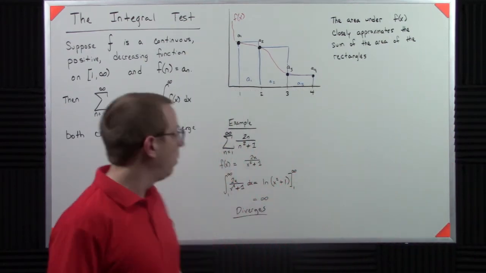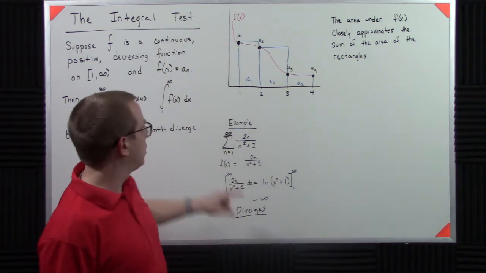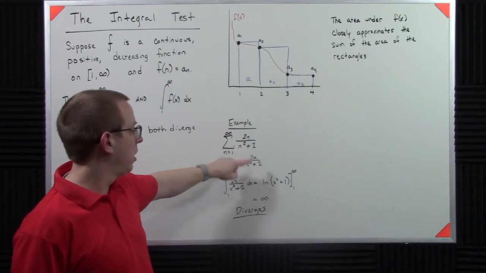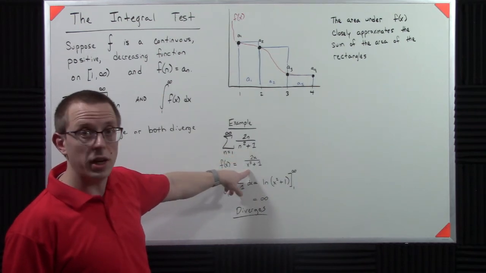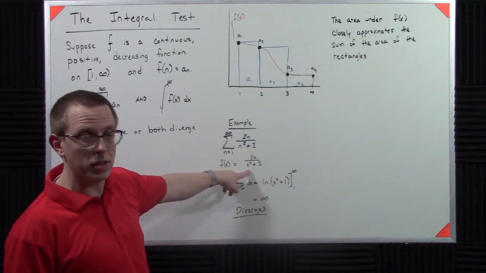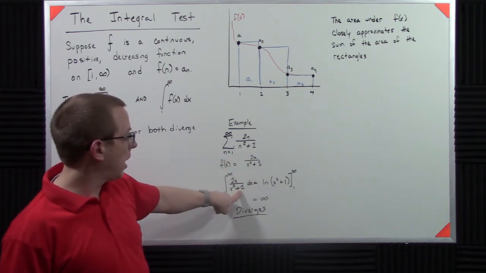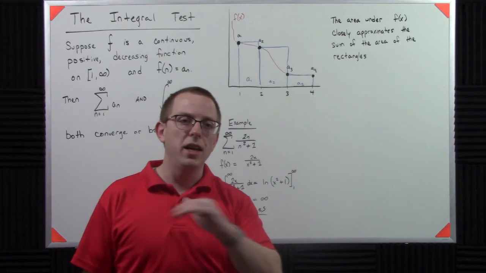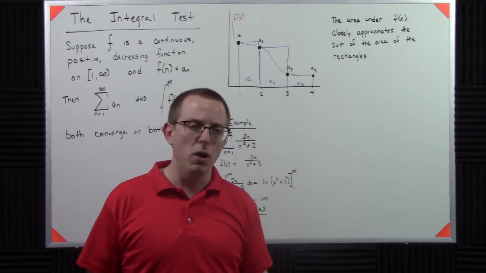Why is this powerful? Because instead of having to do any of this, I looked at this and said, well, that's positive and decreasing. So I can define a function that is both positive and decreasing, take an integral, and see the divergence. Like that, it makes your life so much easier.